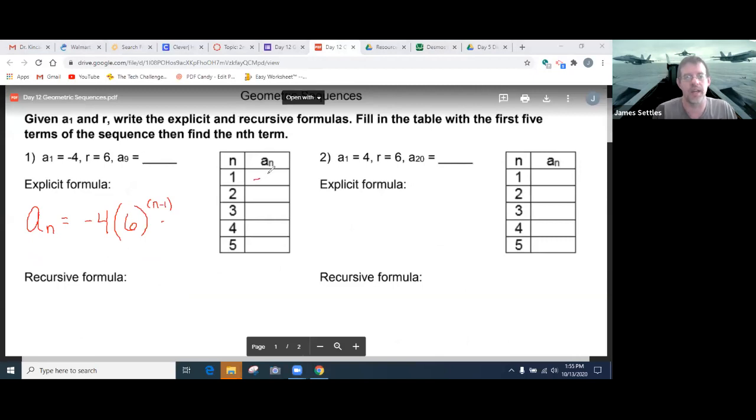All right, so we got -4, -24, -144, -864, and -5,184. I think that's right. My third or fourth time today, I think I've got this memorized.